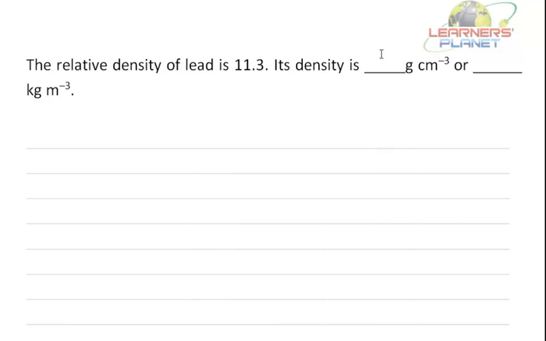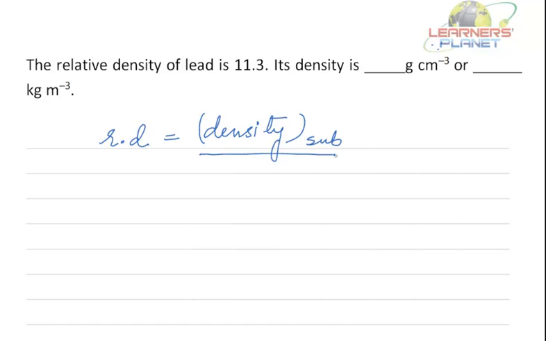Now let us look at the fourth fill in the blank type problem, in which the statement is the relative density of lead is 11.3. Now what is the meaning of relative density? Relative density is given by the formula density of the substance, that is the subject, divided by the density of water at 4 degrees centigrade.